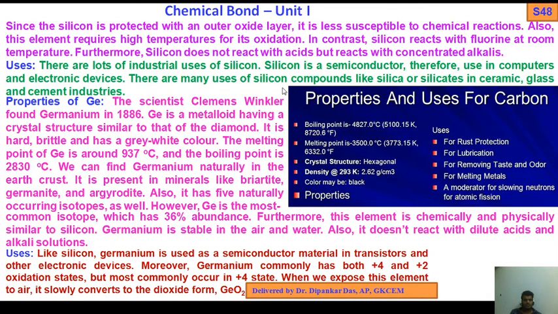Since silicon is protected with an outer oxide layer, it is less susceptible to chemical reactions. Also, this element requires high temperature for its oxidation. In contrast, silicon reacts with fluorine at room temperature. Furthermore, silicon doesn't react with acids but reacts with concentrated alkalis.